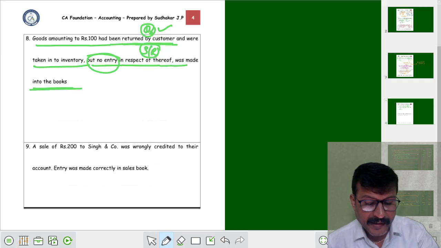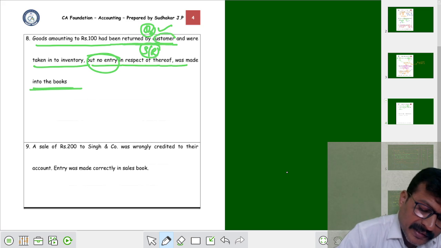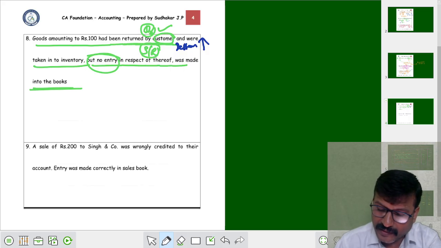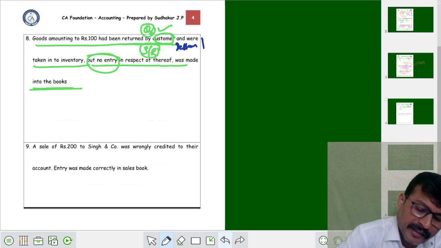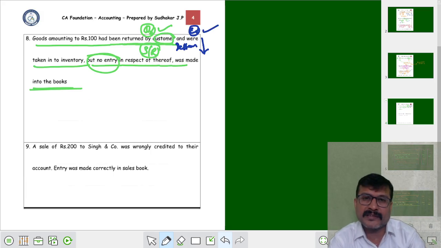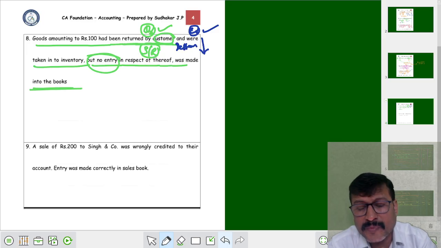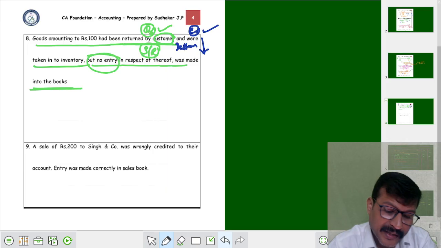Goods returned by a customer. Returned by a customer means sales returns. Here who is the customer? Customer means debtor. What happens to the debtor? Debtor will decrease. Why? Because when the debtor returned goods, debtor decreases, so debtor is to be credited as a correct credit. Sales returns increases, debit; goods from debtor decreases, credit. This entry is not passed. Now the entry is what?